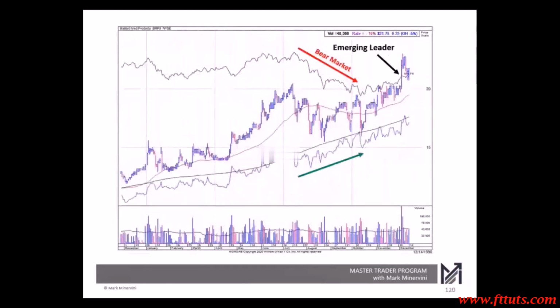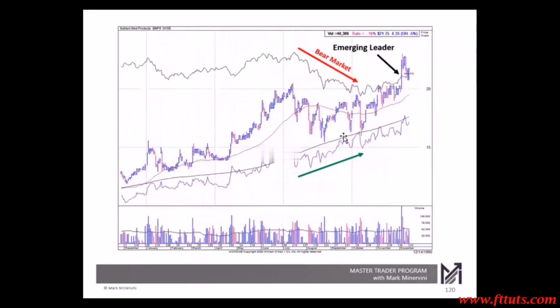Here's another one, Ballard Medical Products. So this was another stock that I was buying right here, right on this day, breaking out into new high ground. You can see bear market, right? See, the stock is moving sideways. So during that time, the relative strength is hitting new highs, giving you that tip off.